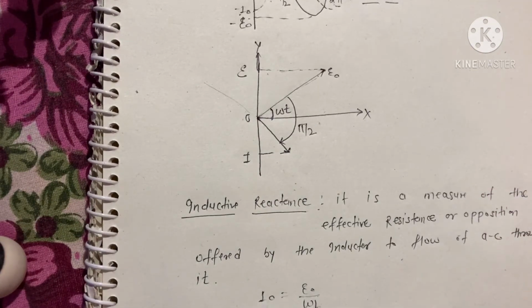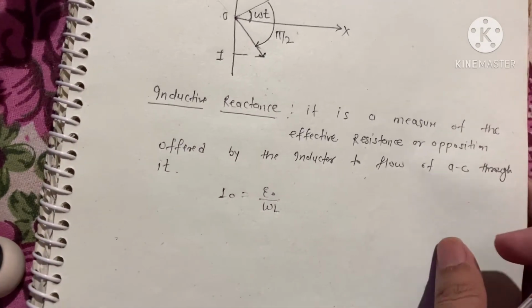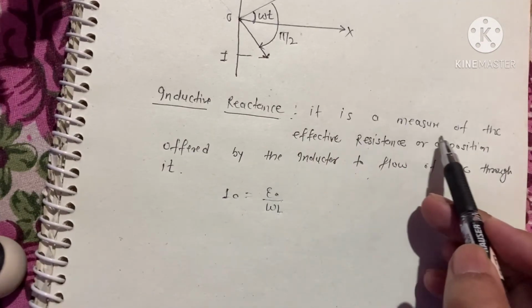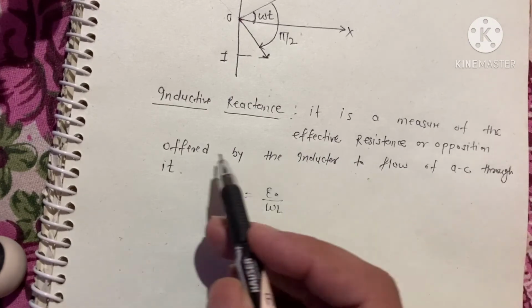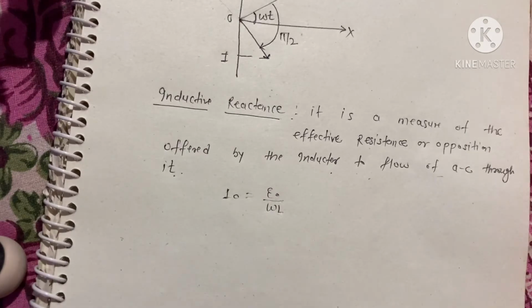Now inductive reactance. Students, first we will define what inductive reactance is. Inductive reactance is a measure of the effective resistance or opposition offered by the inductor to the flow of AC through it. Like when we were in 10th standard, we learned about Ohm's law and defined a term called resistance. It means it offers some resistance, and we name that component a resistor.